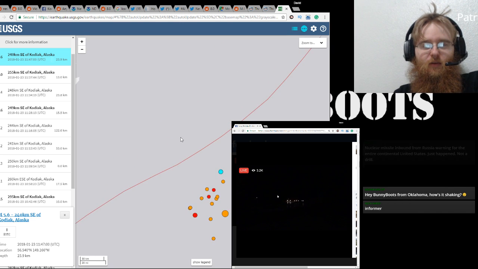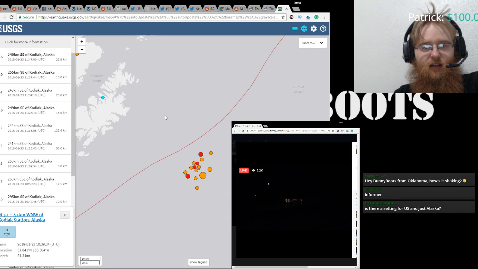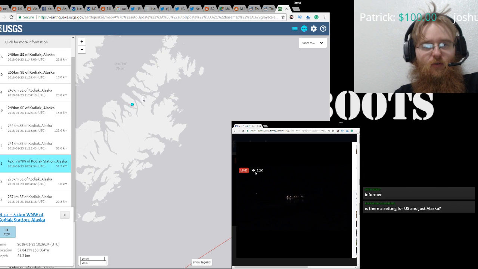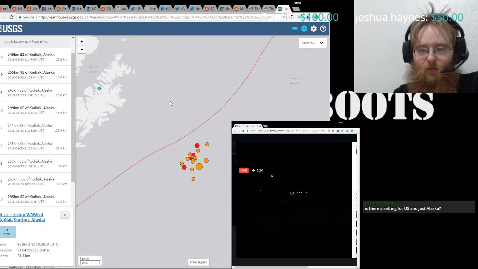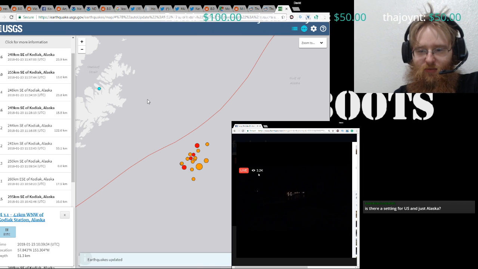And then it looks like they took one off. There was 2 in Kodiak. I think they just had a false reading there. 8.2 and it shook for about 30 seconds. Let's see.